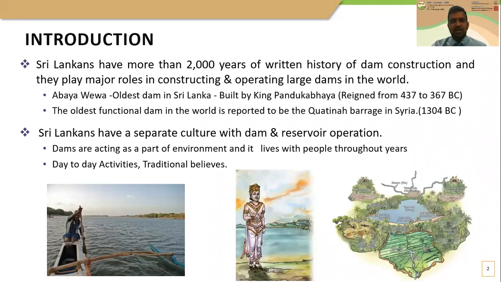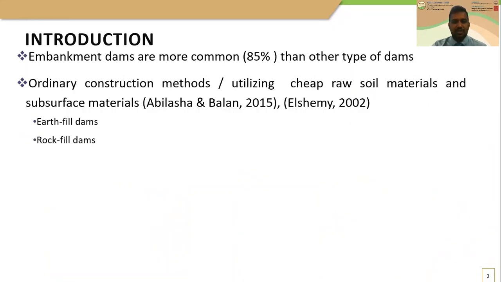According to the written history, the oldest dam in Sri Lanka is reported as Kalawewa, and the oldest functional dam is considered as Continuous Barrage in Syria. Furthermore, Sri Lankans have a separate culture with dams and reservoir operations. Out of all types of dam, embankment dams are more common, using ordinary construction methods and utilizing cheap raw materials, and subsurface material for embankment construction may be the reason behind that.